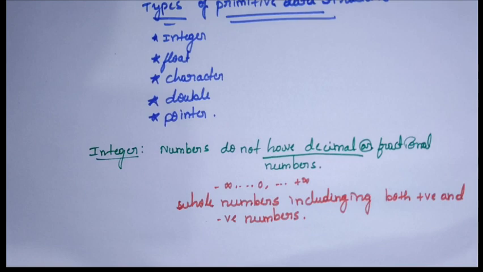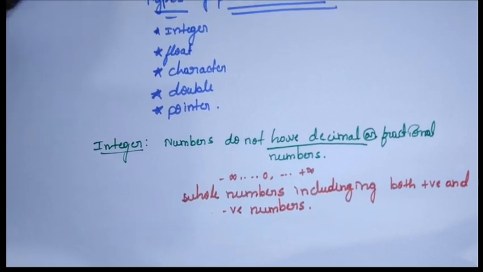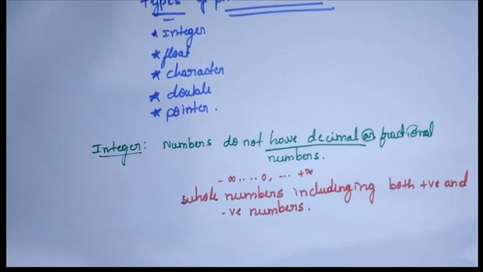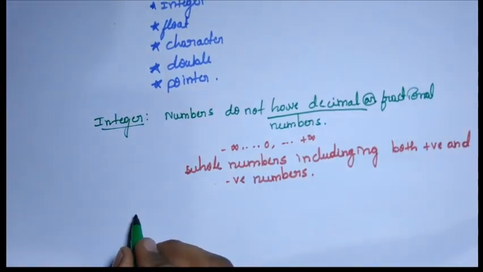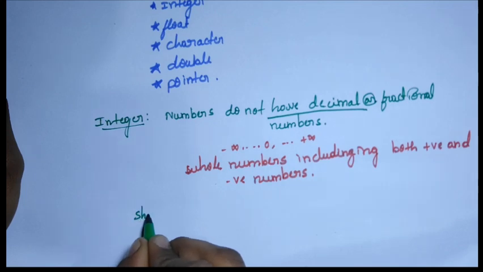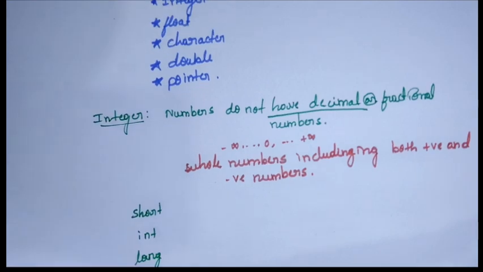Okay, so this is the definition of the integer data type. Basically, there are three types of integer: short integer, long integer and int. So that is short, int and long. These are the keywords.